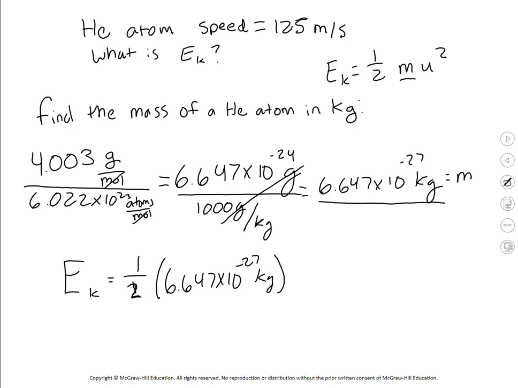Kilograms. And then U is our speed. What is U going to be? 125 meters per second. Make sure when you're multiplying this out, only the speed gets squared, because only U is squared. So that square is just on the 125.